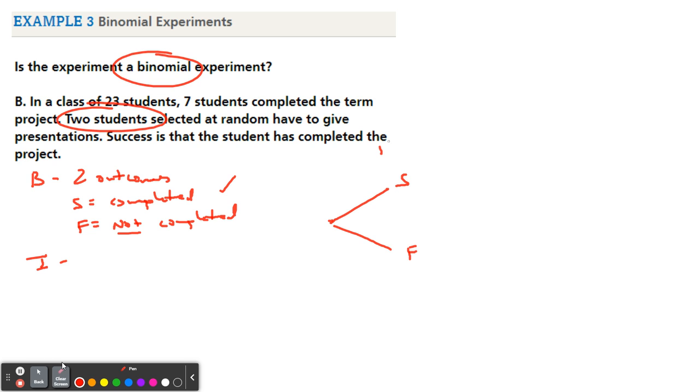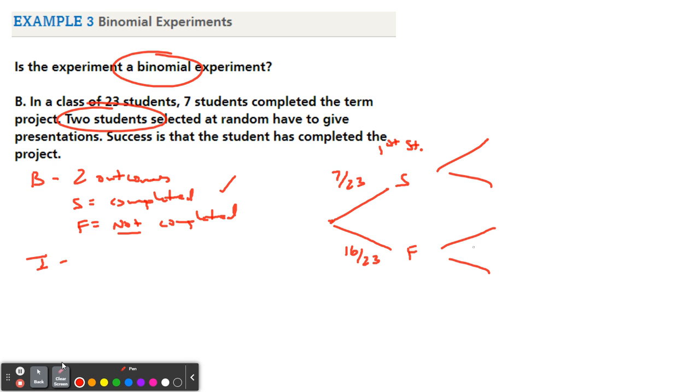And this is the first student. So if you look here, 7 students completed the project. So our probability of a success is 7 out of 23. Remember that these 2 branches have to add up to 1. So then if 7 completed it, then 16 did not, right? 23 minus 7 is 16.